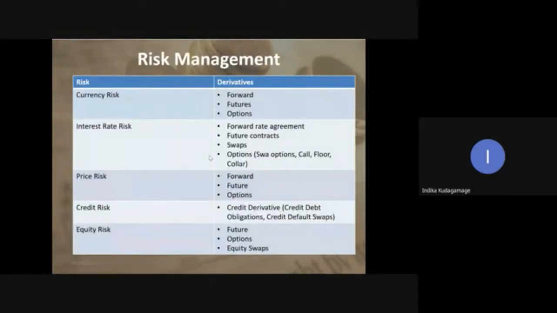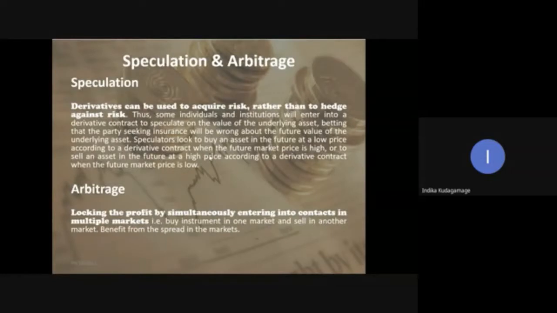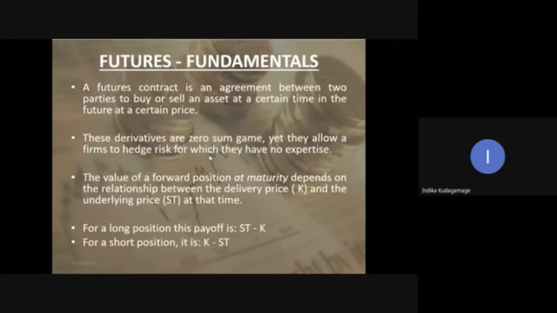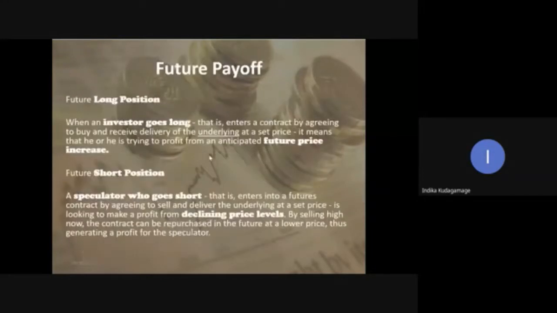Currency, we can have forwards, futures and options. Interest rate, again the same thing. Price risk, trade, these are the derivatives we can use for different risks. Speculation, I told you. Arbitrage, I told you. Then I want to tell you this: long position and short position under futures.